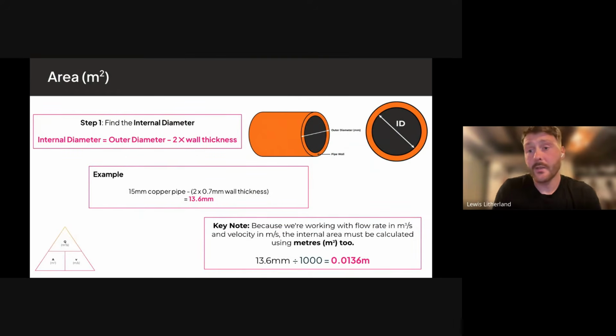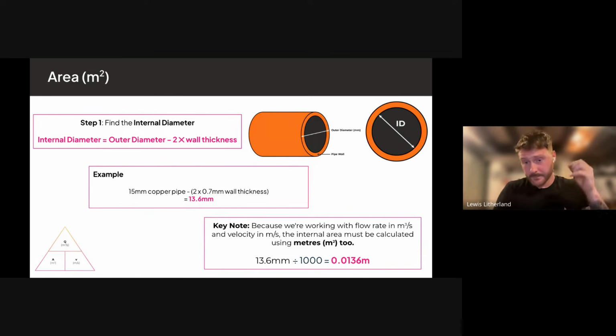Next bit is area. This is where it gets a little bit more intense in a way, and a little bit more in depth on this one. So area is obviously the bottom left-hand corner now of the triangle. I'll put the triangle on most of these slides just so you can keep referring to it. So it's bottom left there. It's in meters squared as well. So again, just try and remember it's in meters.